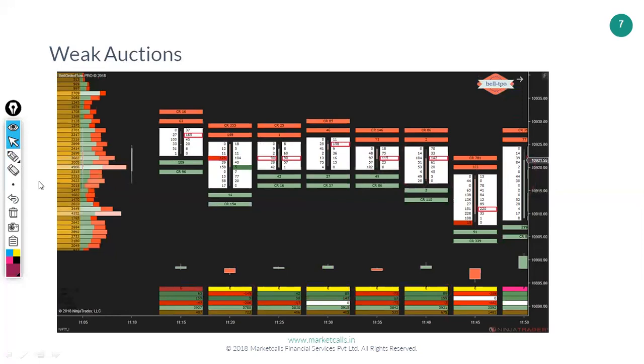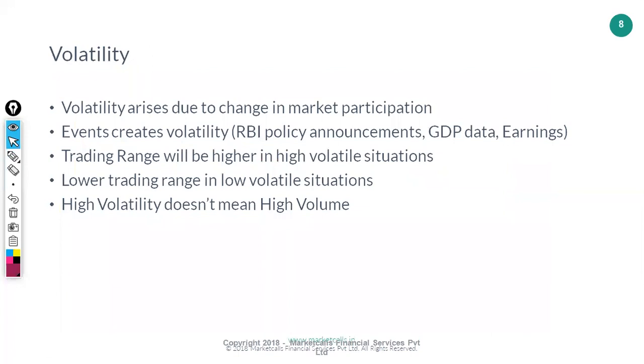Next comes the volatility. And volatility is not an uptrend or a downtrend. It doesn't talk about the market direction. Volatility is nothing but the range. So on high volatile days, usually the trading range will be higher.